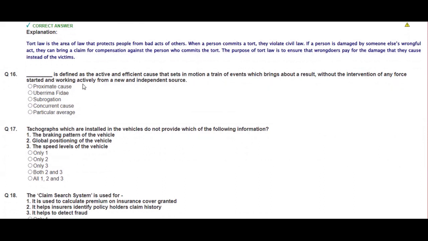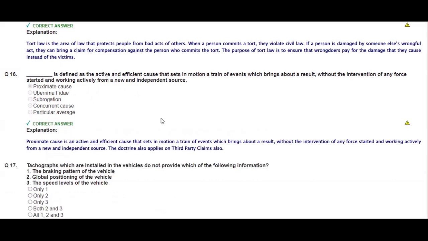Proximate cause is defined as the active and efficient cause that sets in motion a train of events which brings about a result without the intervention of any force started and working actively from a new and independent source. It is only close proximate causes, not independent sources. Proximate cause is the active and efficient one.